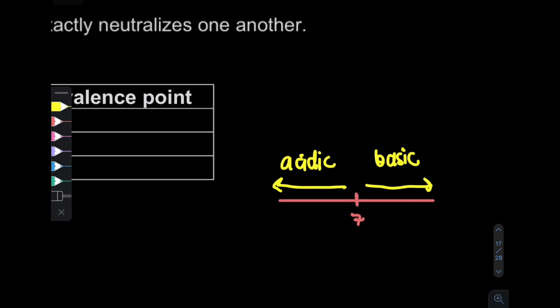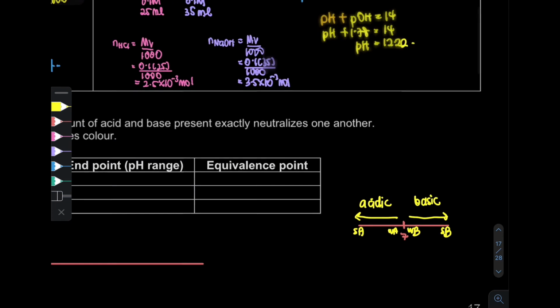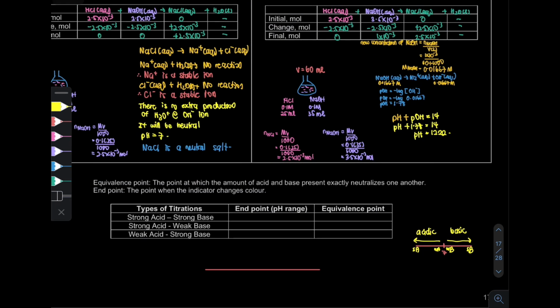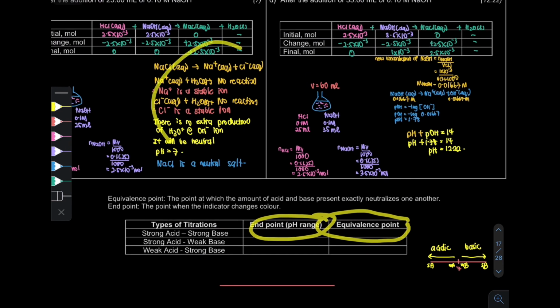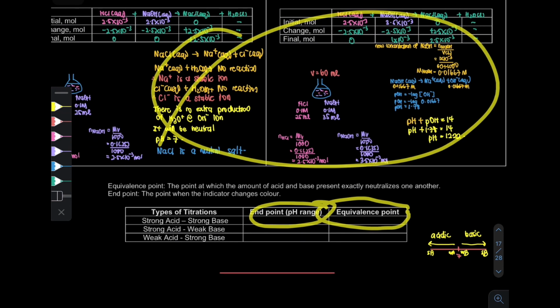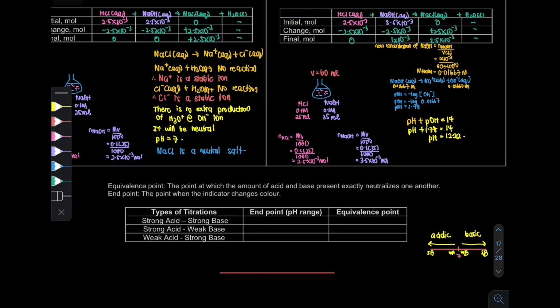So this is our weak acid. This is strong acid. Here is my weak base, strong base. Okay, so now we are going to look at what is our end point and what is our equivalent point, because later we will look at the titration curve. We don't need to do the many calculations like this one. We only need to know the end point and the equivalent point.